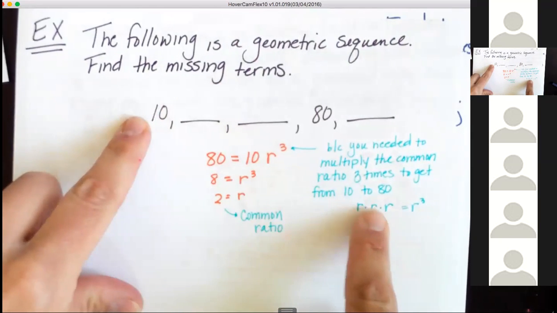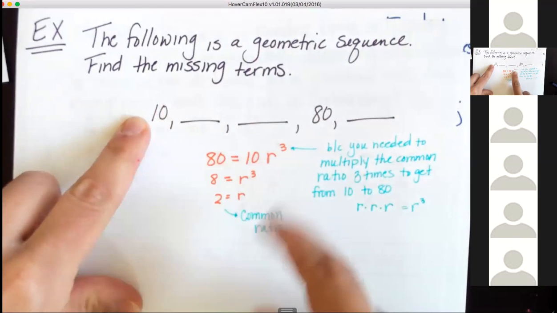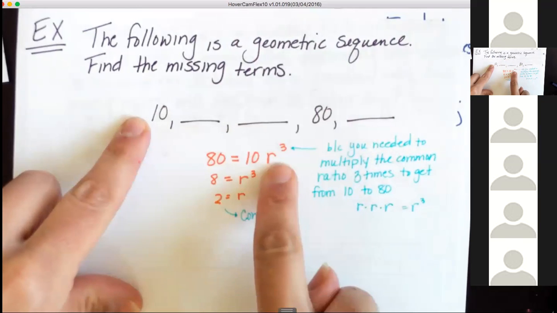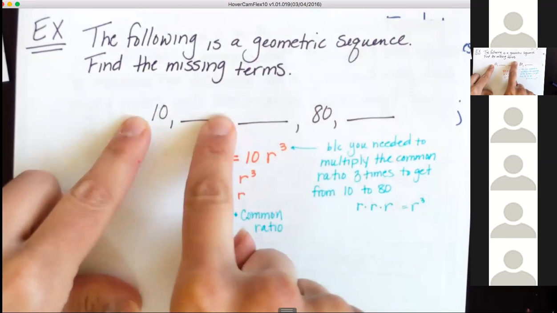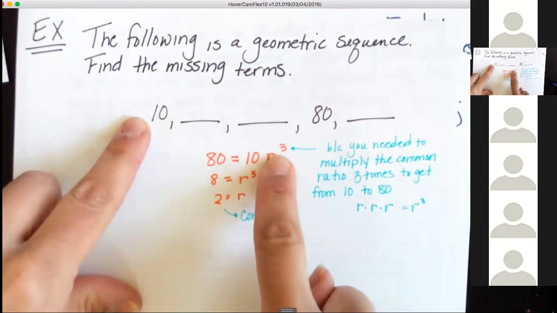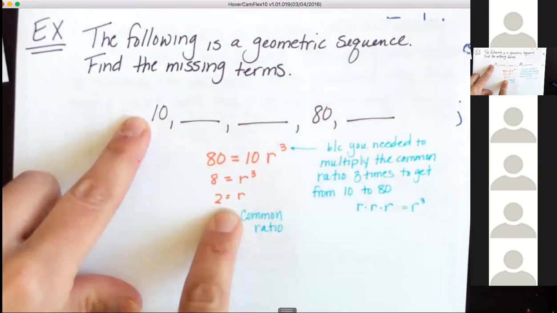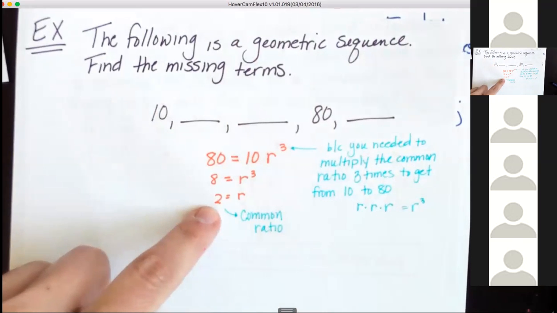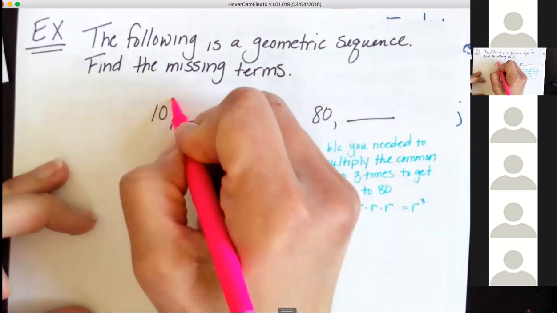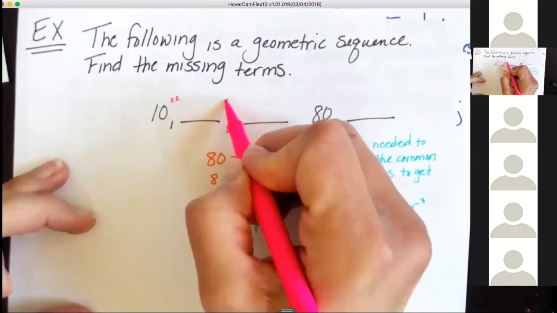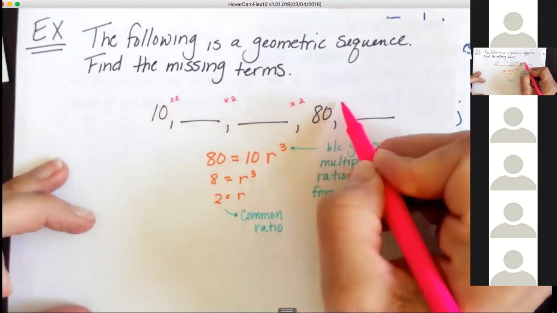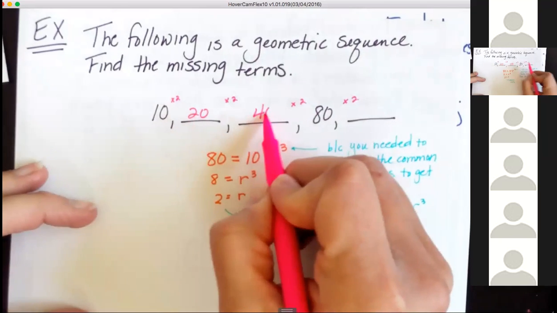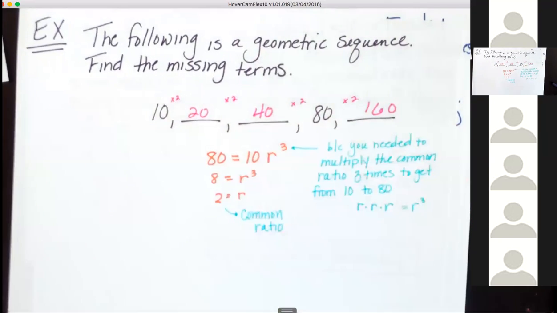Well, isn't something multiplied together 3 times itself going to be raised to the 3rd power? Had I gone 4 places, that would have been r to the 4th. Had I only moved 2 places to get to 80, r squared. But the same outcome came. Every time I did this, the common ratio was 2. So I was able to multiply by 2 here, multiply by 2, multiply by 2, multiply by 2. So 20, 40, 80, 160.